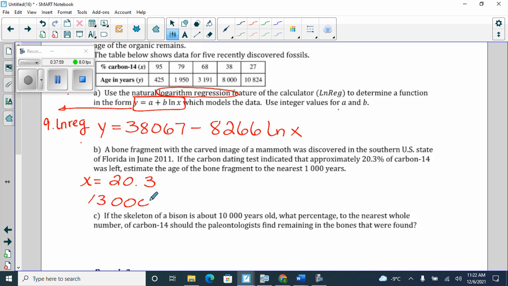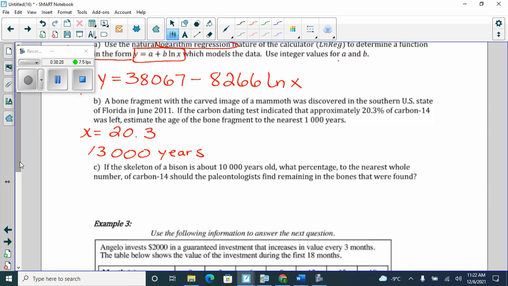Which is a really weird way of asking the question, but they said the nearest thousands, so it would be 13,000. Rarely would that actually be a way that something is asked. Normally it would be to the nearest whole number or something like that, right? So 13,000 years. And you would write, it takes 13,000 years for there to be approximately 20.3% of carbon-14 left in the bone fragment. Okay, if the skeleton of a bison is about 10,000 years old, what percentage to the nearest whole number of carbon-14 should the paleontologists find remaining in the bones when they're found? So this time I gave you Y2.